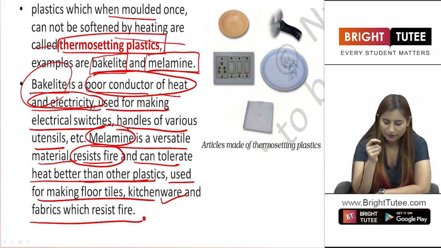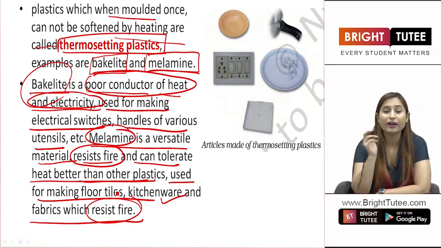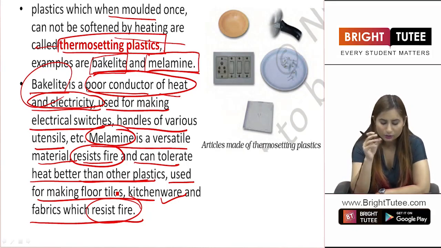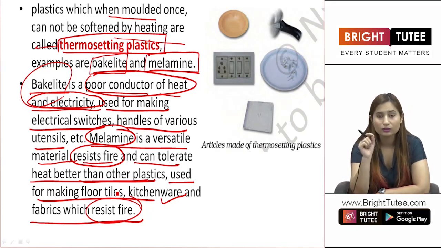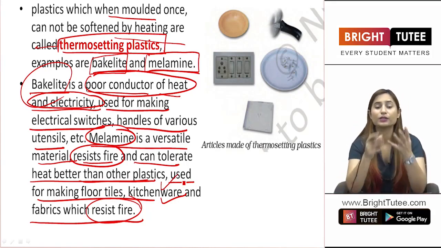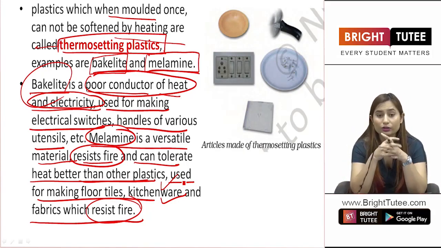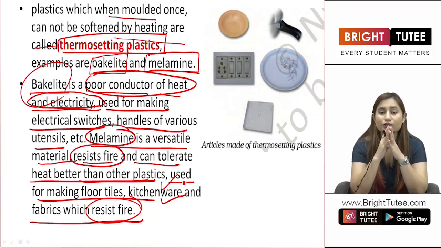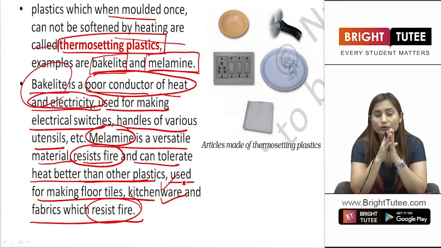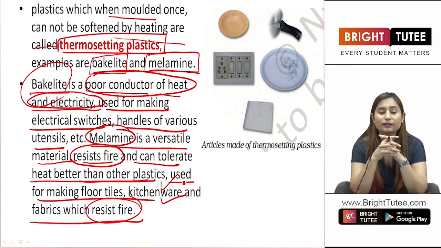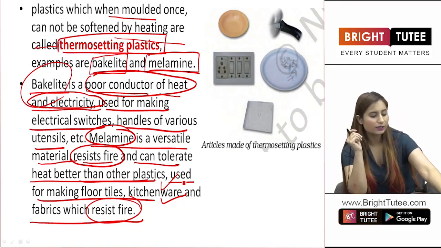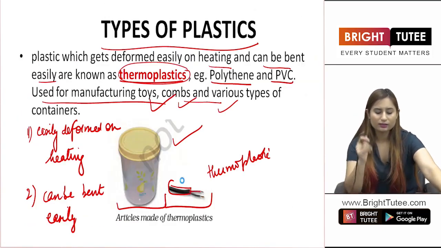Now there are fabrics which resist fire which are used by firemen as well, right? So there is a coating of melamine on their clothes so that it does not catch fire. Kitchenware, obviously, because we use kitchenware to heat food. So the substance should be a poor conductor of heat so that it helps in cooking, right, students? So these were the two kinds of plastic, students.